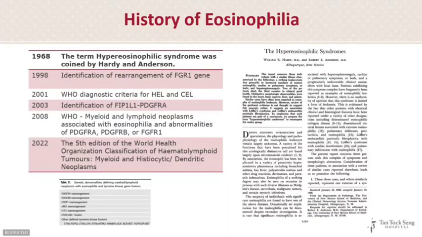Recognition of hematological malignancies associated with eosinophilia started in 1968, wherein Hardy and Anderson coined the term hypereosinophilic syndrome. Through the years, it continues to evolve as more gene rearrangements are discovered. Recently, this year, the WHO published its fifth edition of the WHO classification of lymphoid tumors, myeloid and histiocytic dendritic neoplasm, wherein more genetic abnormalities are added to the list.